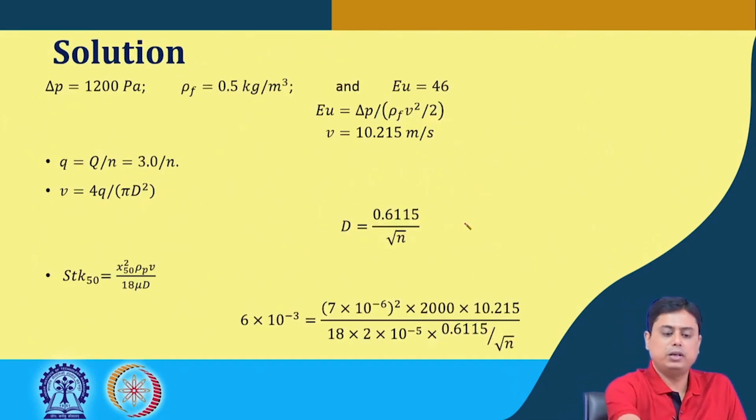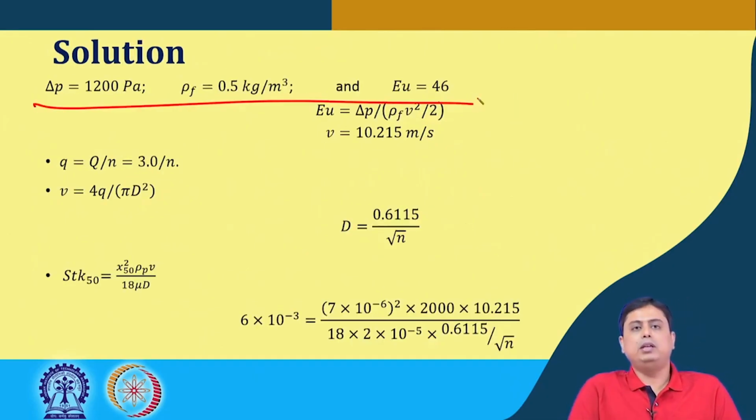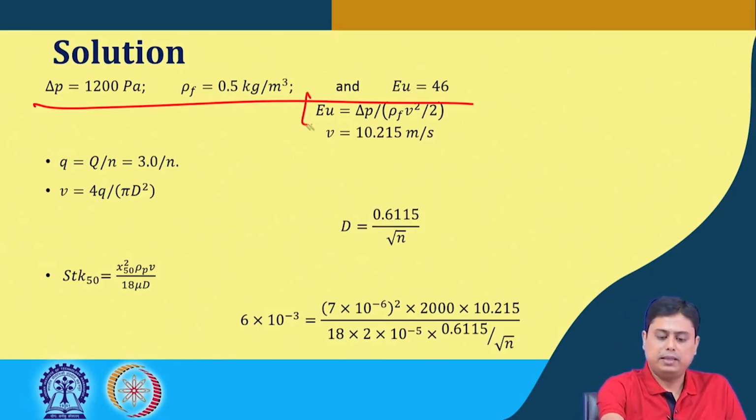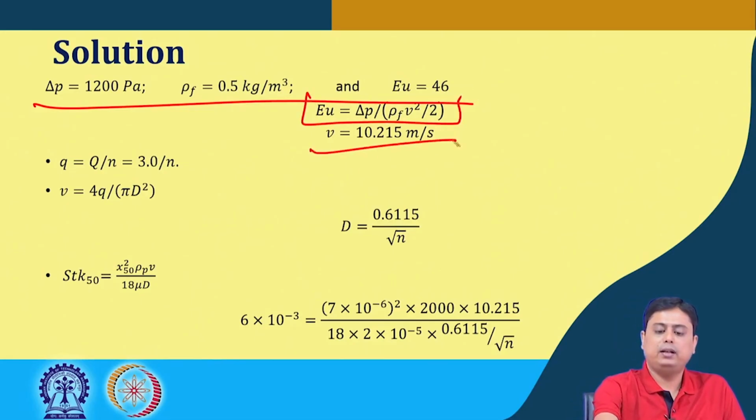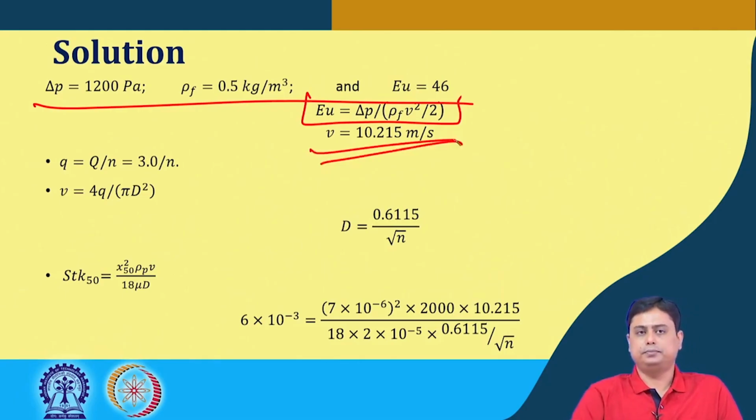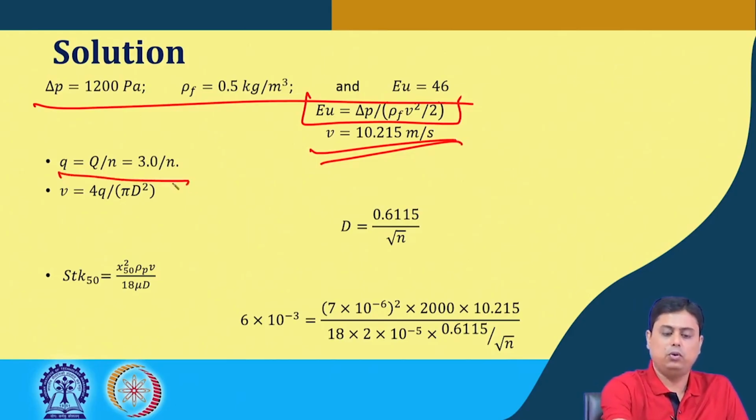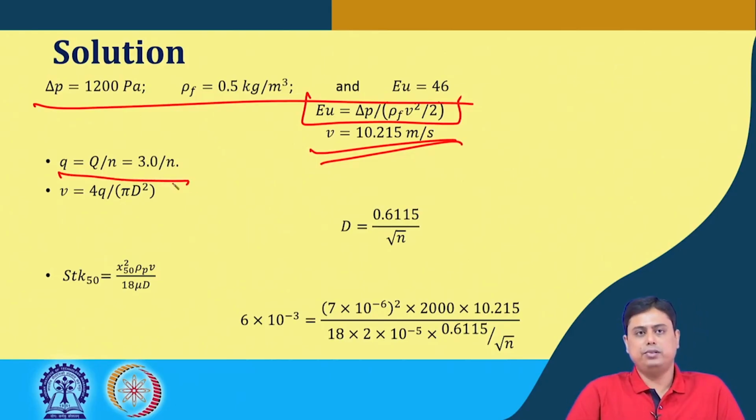So, these values are mentioned, del P, rho F, the Euler number is given. So, by the definition of Euler number, we find the characteristic velocity. Say number n is required, number of cyclones. So, the flow rate to each cyclone is 3 by n.